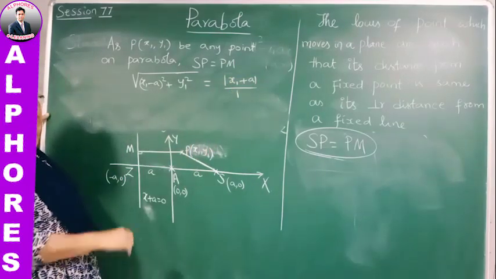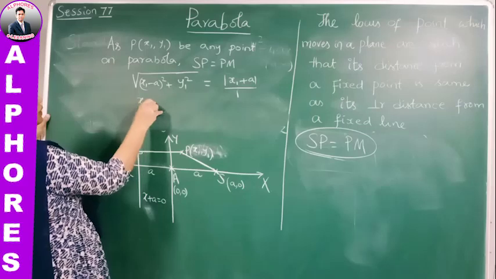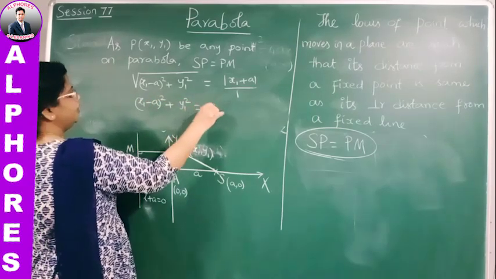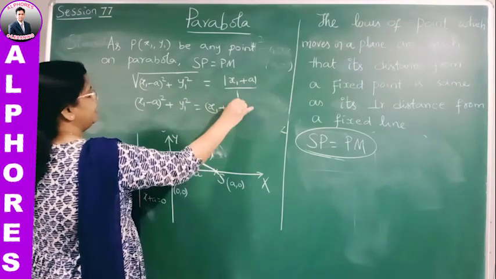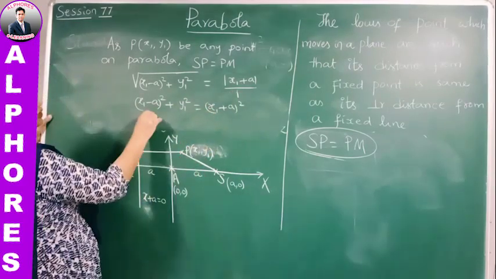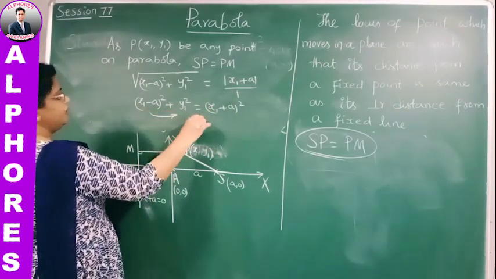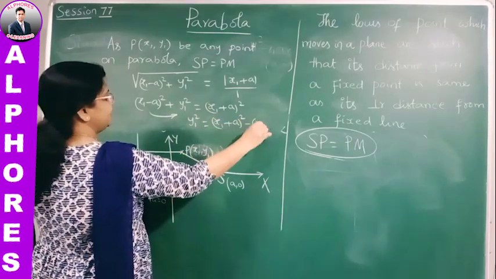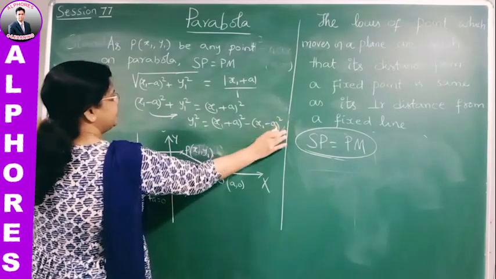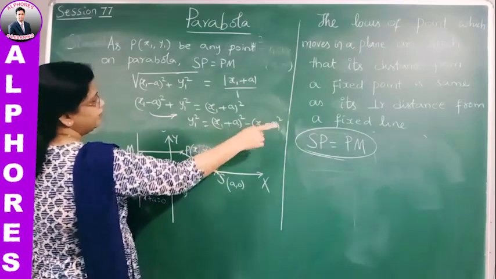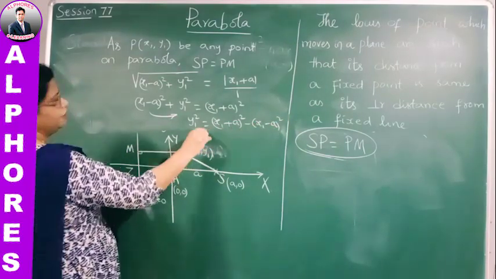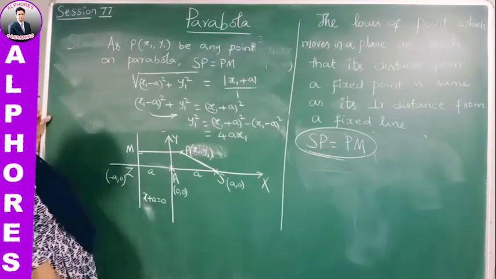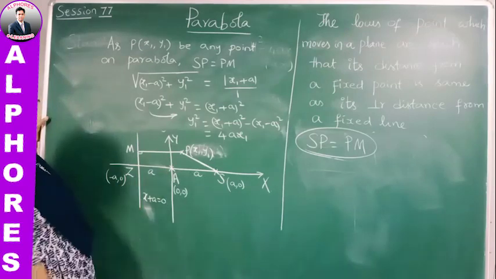Now let us square both sides, so you get (x1 - a) whole squared plus y1 squared equals (x1 + a) whole squared. Now take this term to the other side, thereby y1 squared equals (x1 + a) whole squared minus (x1 - a) whole squared. Now this is of the form (A + B) whole squared minus (A - B) whole squared. Thereby you can write it as 4a x1.